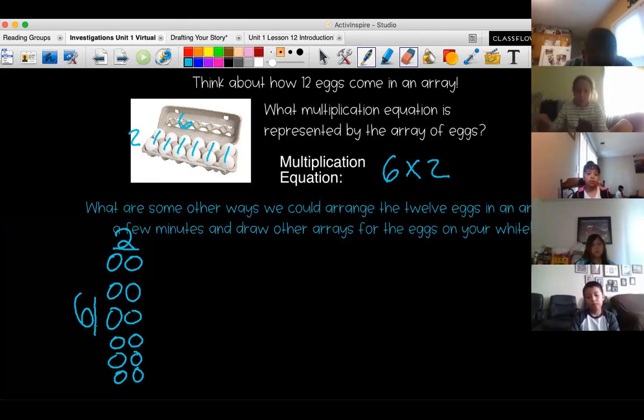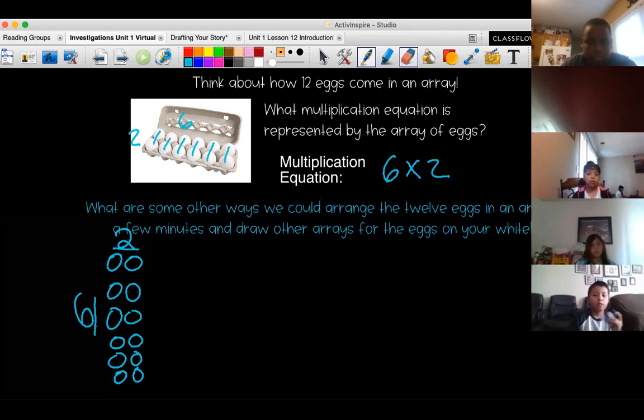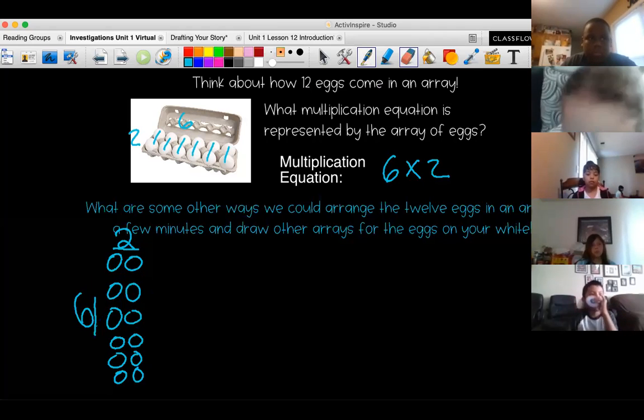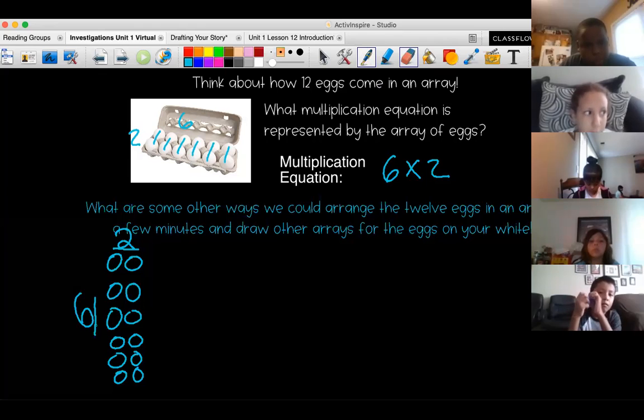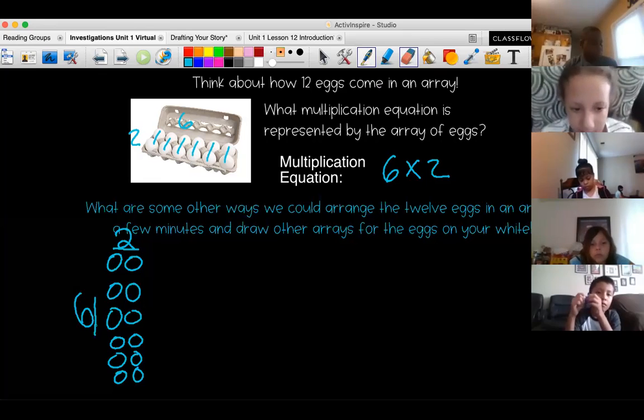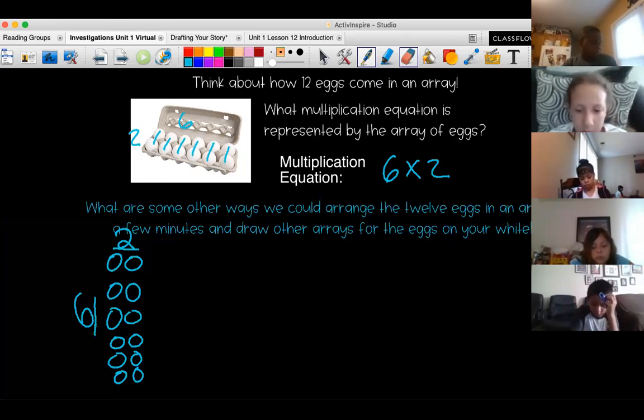I'm going to give you a couple of minutes to brainstorm some different ideas on how we can arrange these eggs into an array. I'm going to give you about 3 minutes. Try to draw them on your whiteboard. It doesn't have to be with 2 and 6. It can be with any other numbers, but just equal rows that make 12.